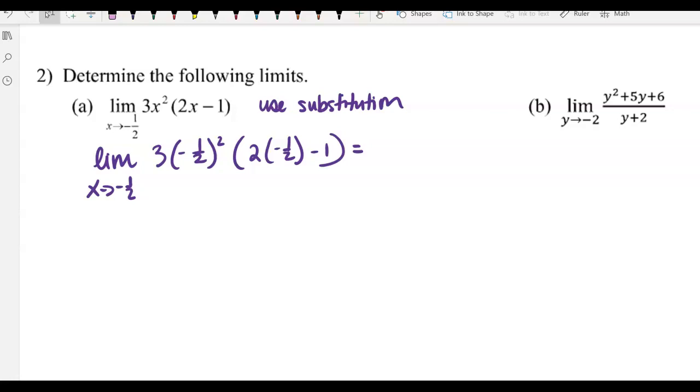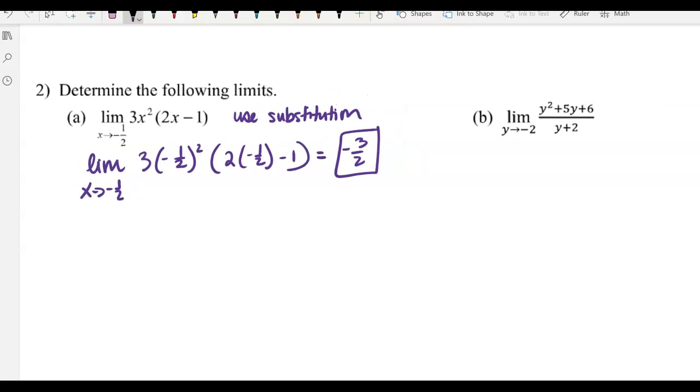All right, Jasmine, what's your final answer? Negative 3 divided by 2. Yes, no, maybe? Yeah, okay. Right. B. Find the limit as y is approaching negative 2 of our function y squared plus 5y plus 6 all over y plus 2. All right, guys, let's substitute.